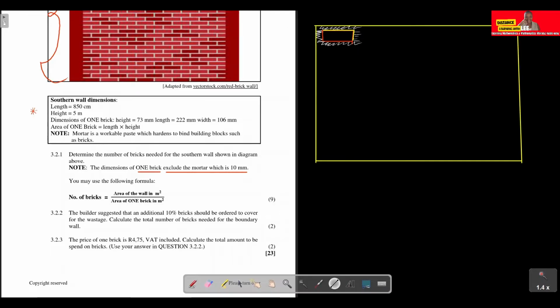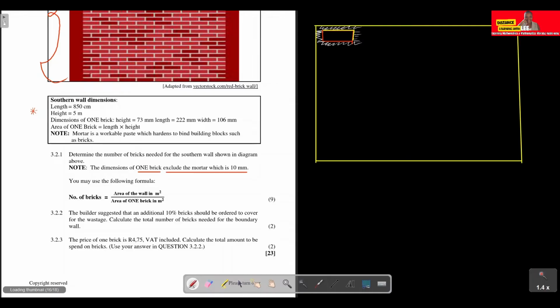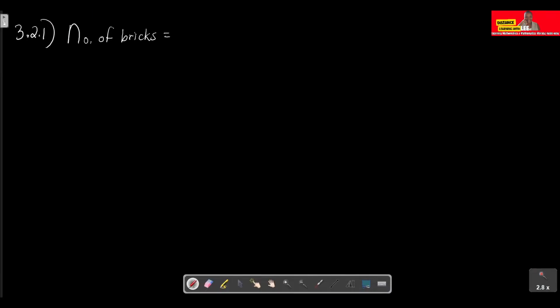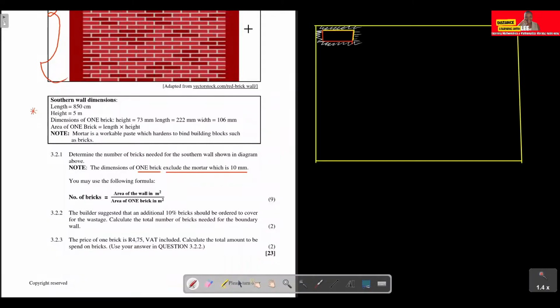So just follow with me here. In question 3.2.1, we know that for us to determine the number of bricks that will be needed, we just need to take the area of the wall in meters squared divided by the area of one brick. So we're going to start off by calculating the area of the wall. The area of the wall is just going to be equal to your length multiplied by your height.